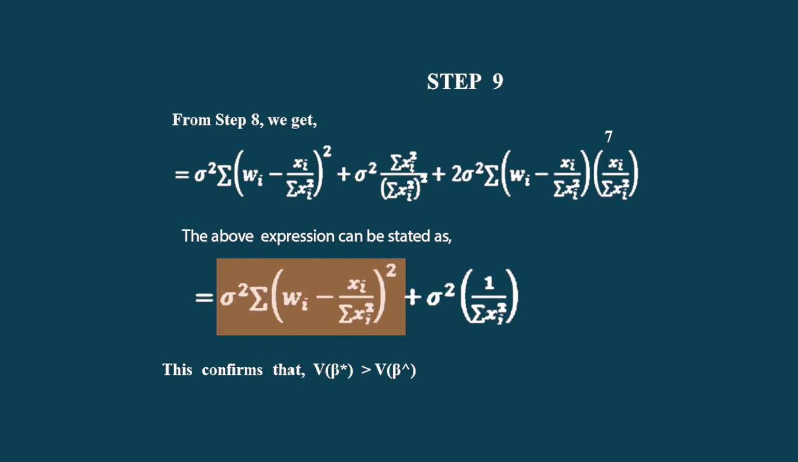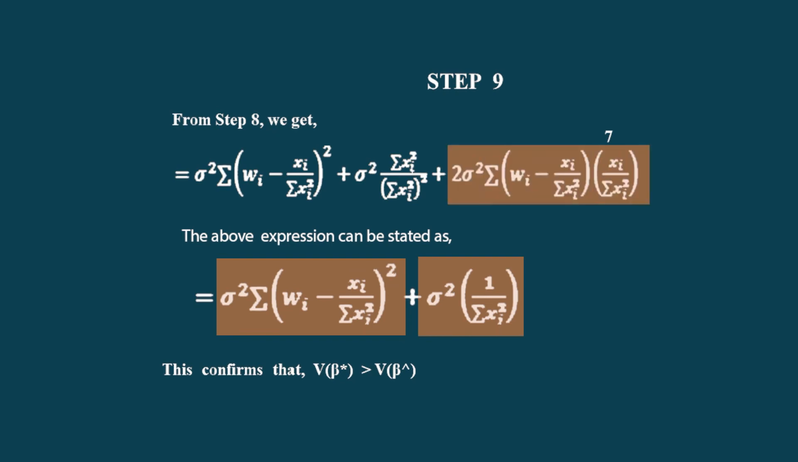So after this, what are we getting? We are getting sigma square summation of (wi minus xi by summation xi square) whole square as the first component. In the second component, which is sigma square, the summation of xi square and xi square whole square cancel out, so only one component remains. And the cross component is 0 because there is no relation between the two error terms in the two periods, because we are constantly stressing the OLS assumptions that errors should not be correlated with each other.